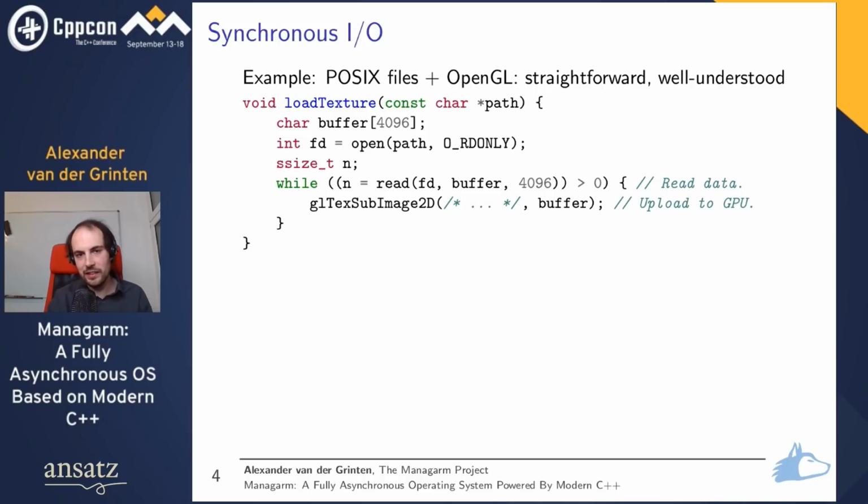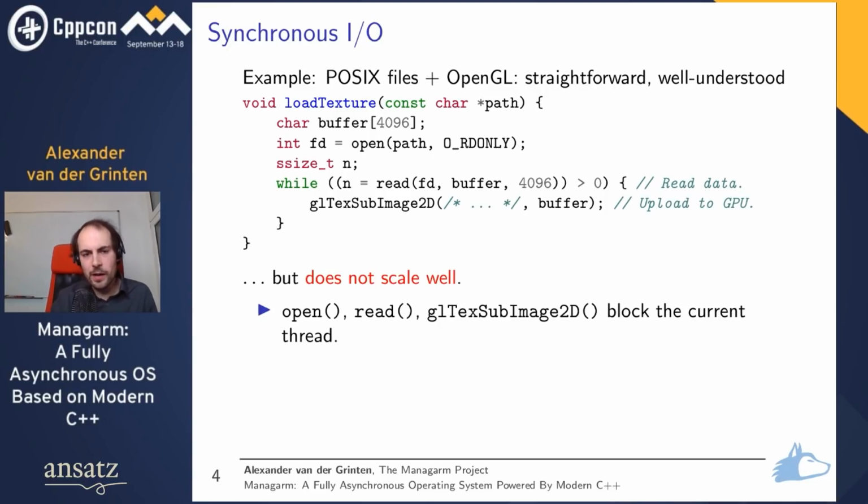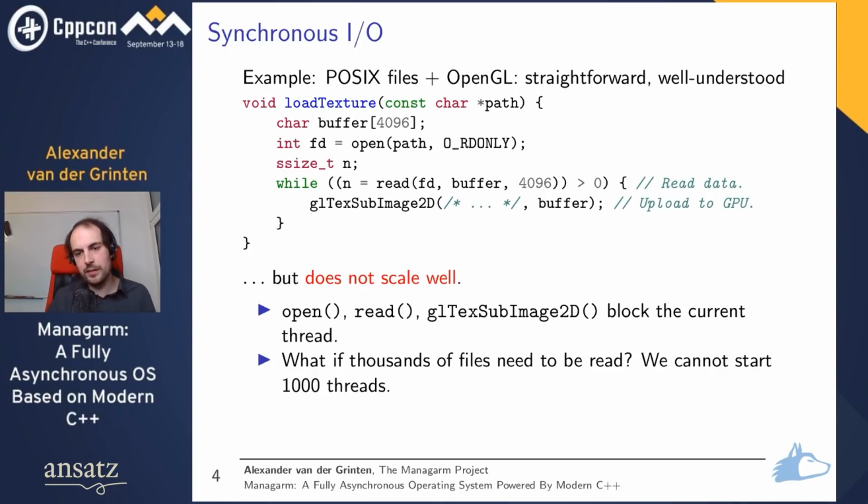If you look at that code, it's really easy to understand what it does, right? It's synchronous. We can easily reason about all the things that this code does, but it does not really scale well. Why not? These system calls, open, read, and whatever glTexSubImage2D uses internally, they all block the current thread. You might think that's maybe not an issue for this code, but it becomes an issue if we suddenly want to read 1,000 files and upload 1,000 files to the GPU. We cannot just start 1,000 threads and call this function once per thread. That's really inefficient. That just won't work and won't scale very well. I also claim that these abstractions that we see in this code do not really map well to modern hardware. So why is that?